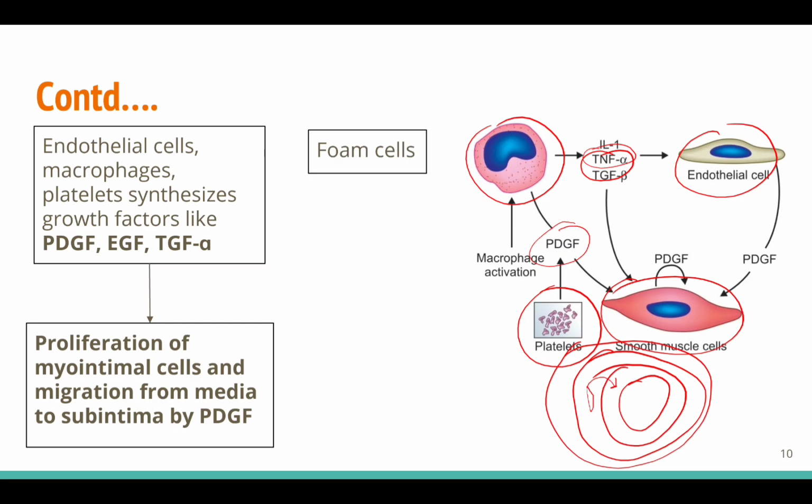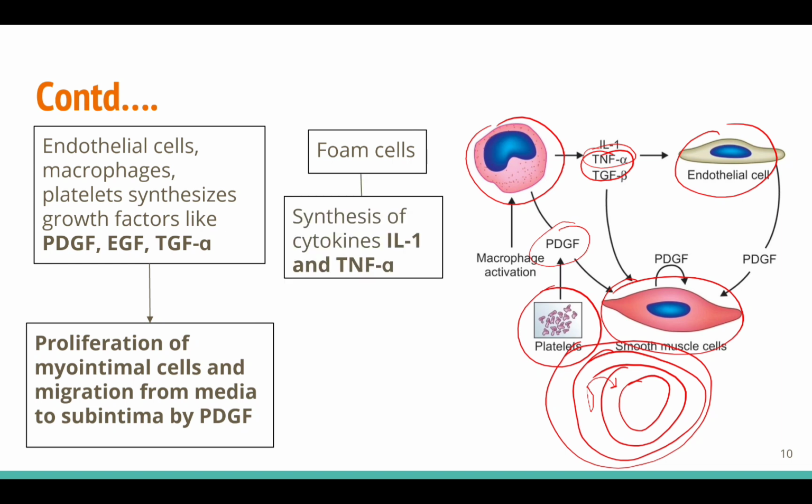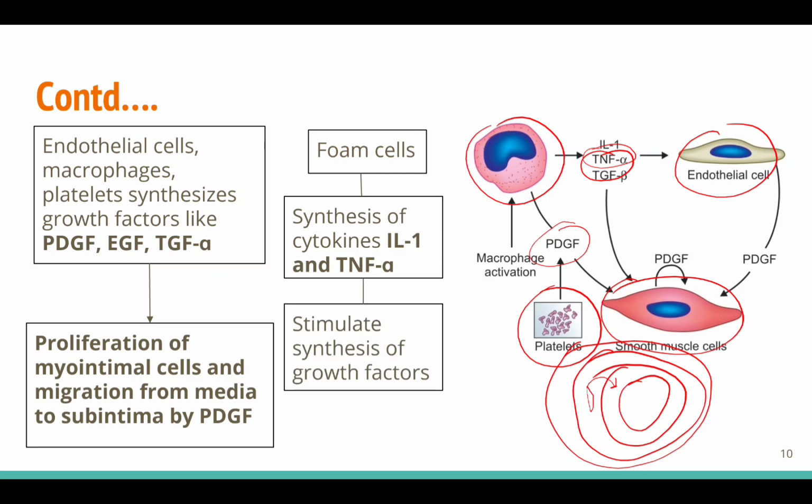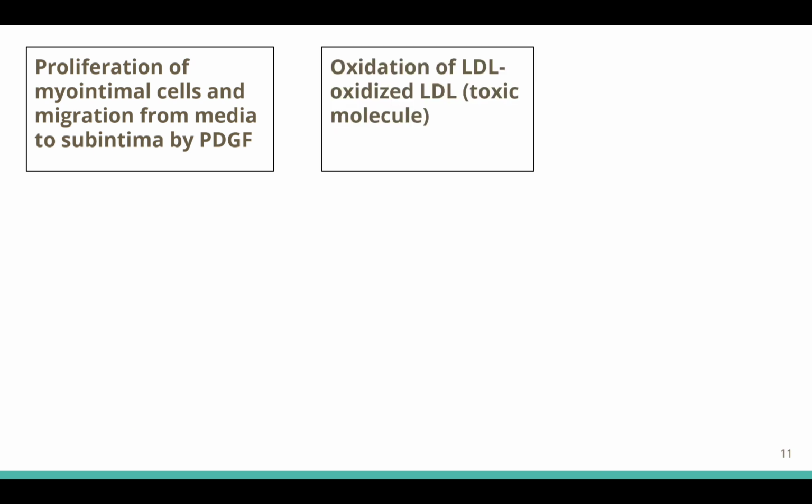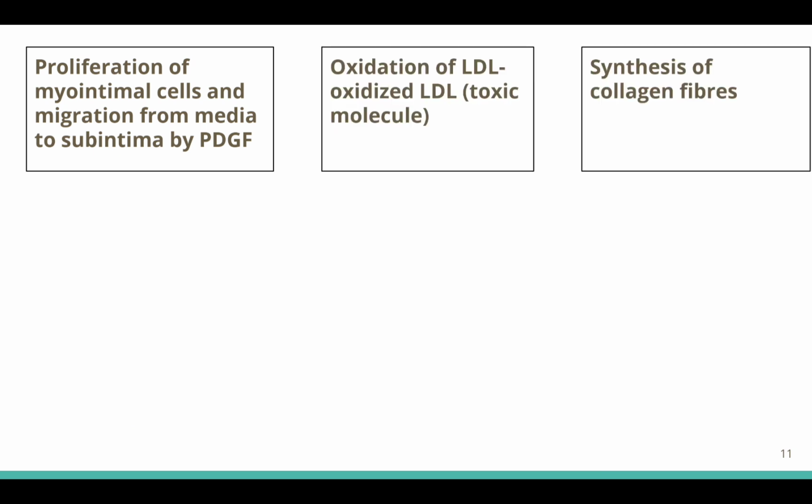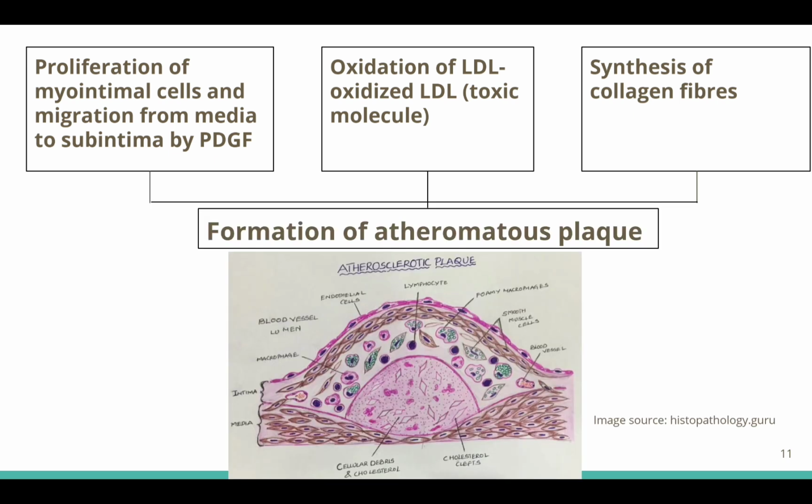Similarly, foam cells that are produced as a result of ingestion of toxic LDL by monocytes also synthesize cytokines such as interleukin 1 and tumor necrosis factor alpha, which stimulate synthesis of growth factors, and they cause synthesis of collagen fibers. So to summarize, proliferation of myointimal cells and migration from media to subintima by platelet-derived growth factors, oxidation of LDL or oxidized LDL, and synthesis of collagen fibers. These cause formation of atheromatous plaque.